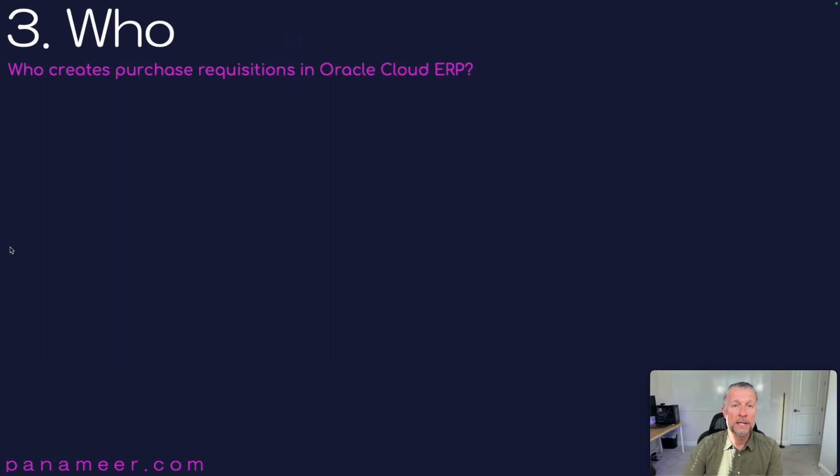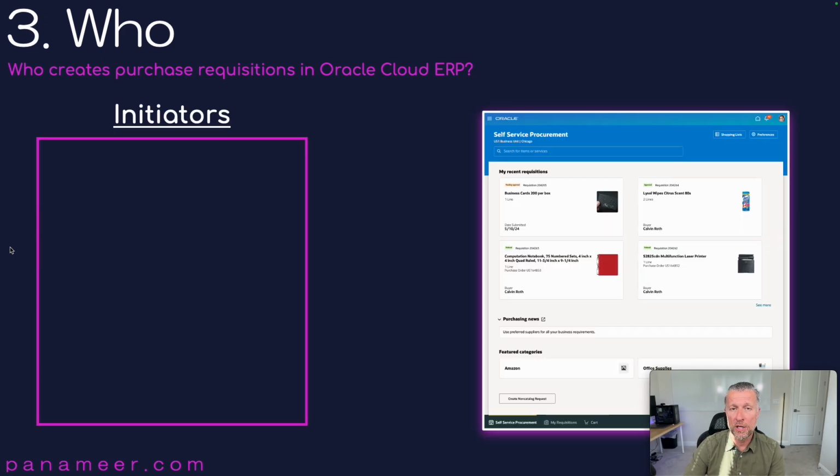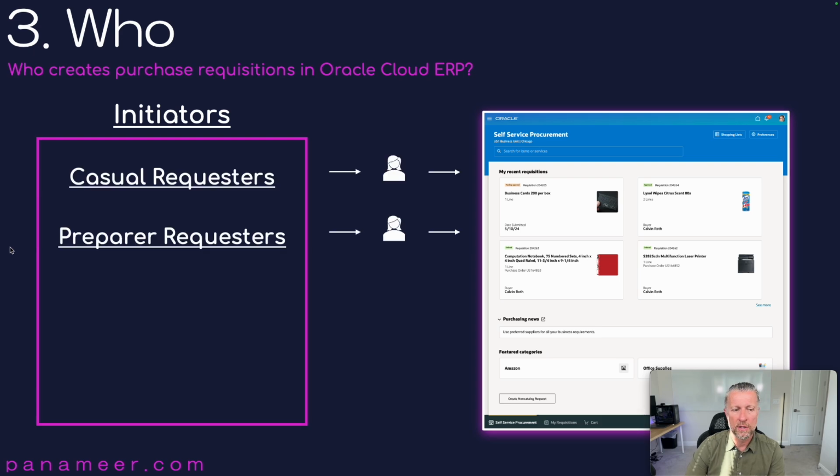Okay. Slide 3. Who creates purchase requisitions in Oracle Cloud ERP? Well, the initiators are as follows. First, casual requesters. Second, what we'll call preparer requesters. So there is the CEO and then there is the executive admin that prepares his or her request. Then there are advanced requesters.